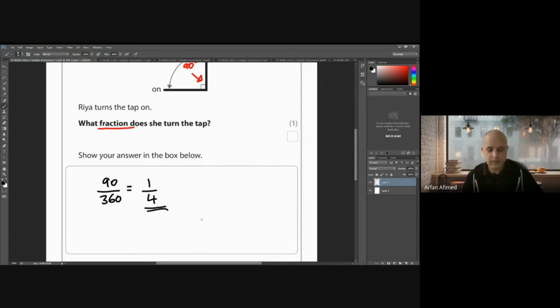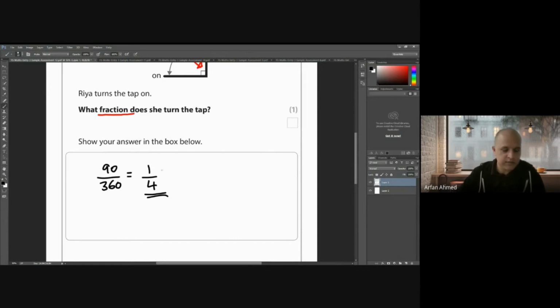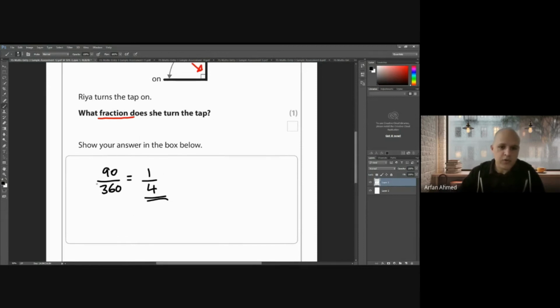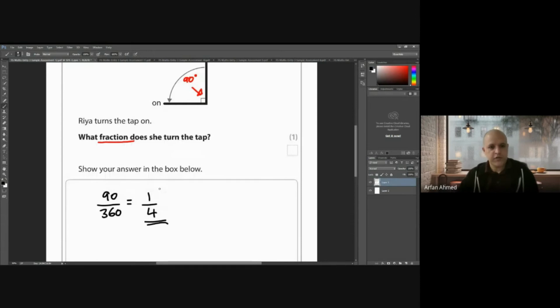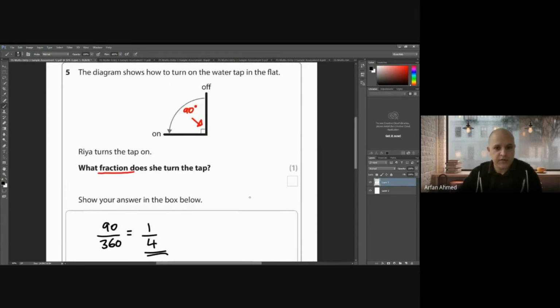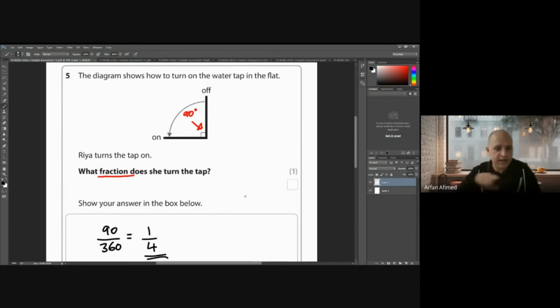But I'd leave your answers either 1/4 or 90 out of 360. Both answers are perfectly fine. It doesn't say simplify your answer. But you should recognize that an L shape is 90 degrees, a quarter of a turn anyway. So 90 degrees would be a quarter of a turn.